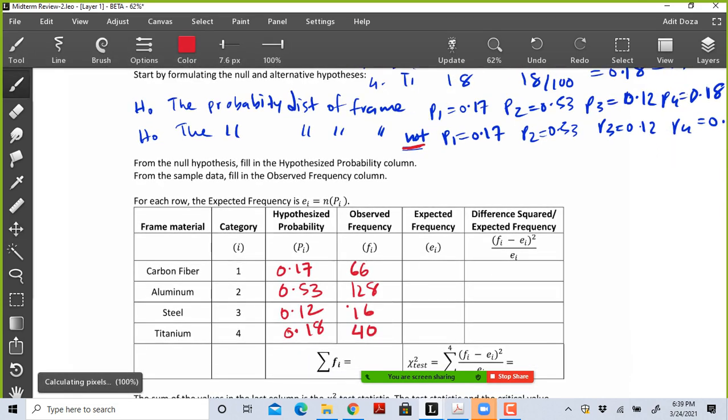So what should be the expected frequency based on the total sample? How many samples are here? 66, 128, 16, 40. If you sum, total is 250, right? Total n. So if the hypothesis probability holds true, something's not right. What's not right?